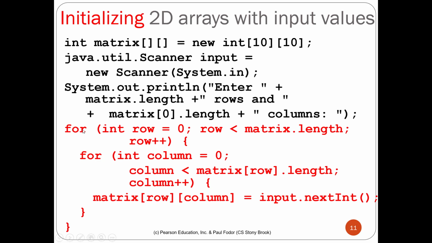So what are we doing here? You are saying for int row is equal to 0, row less than matrix.length, row plus plus. Then you need nested for loops. Why? Because for every element that you have in a two-dimensional array, we have two indices, the row index as well as the column index.